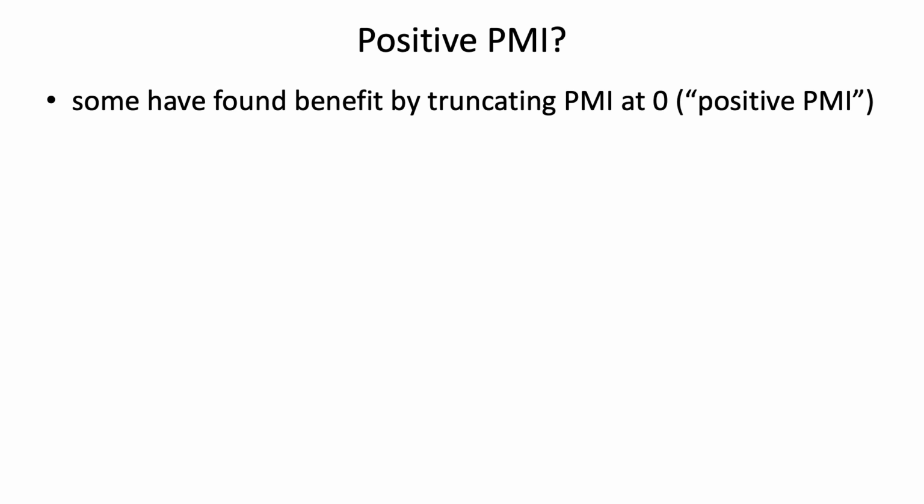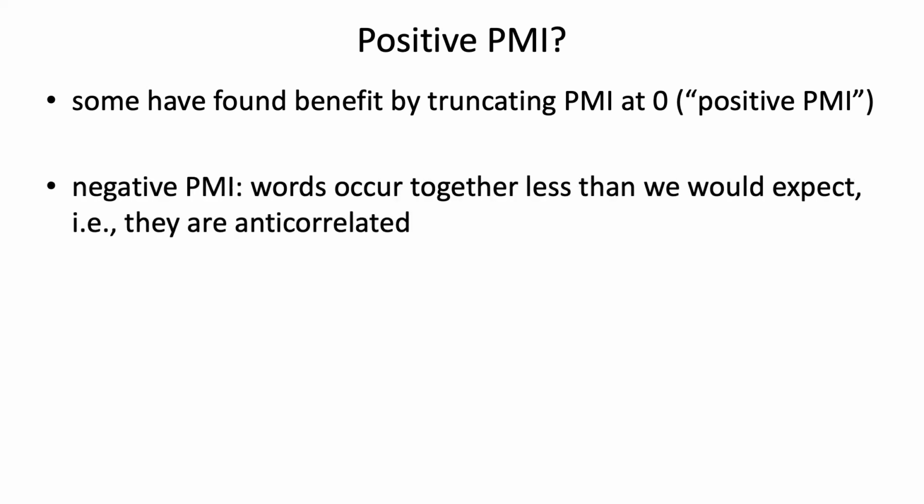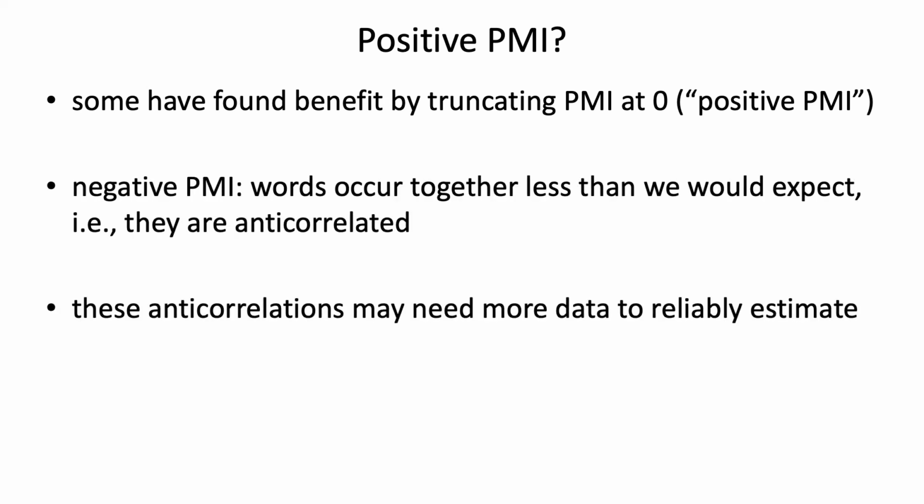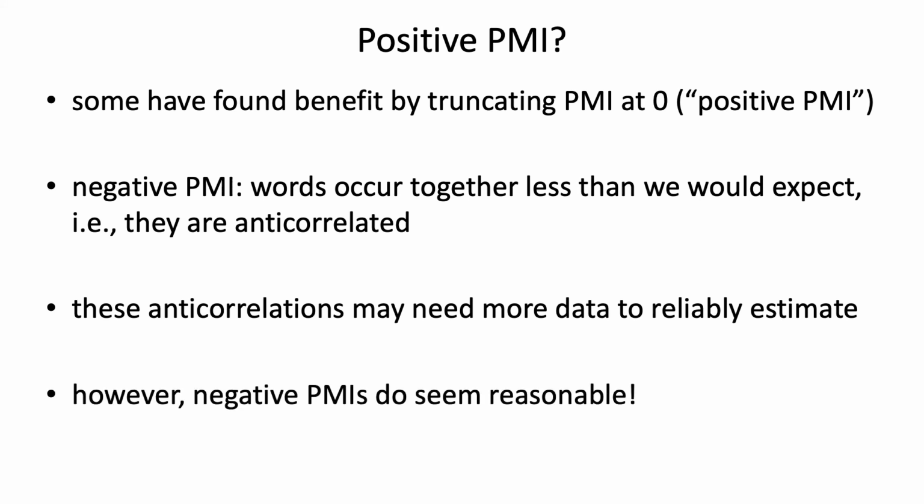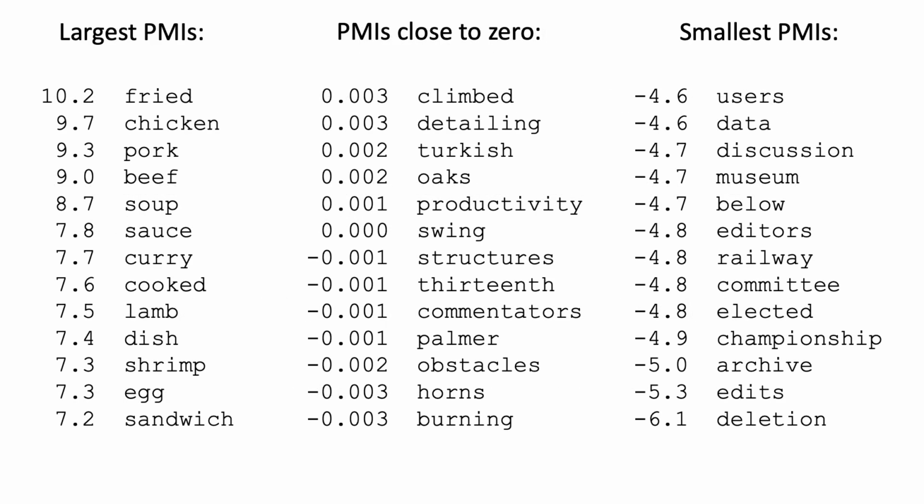Some work has found benefit from truncating PMIs at 0, calling this positive PMI, arguing that it's difficult to estimate anti-correlations or difficult to interpret. However, if we look at these negative PMIs, some of them do seem to be interpretable. Here are words with highest PMI with chicken, as well as those with PMIs close to 0 and those with the smallest PMI. The words with negative PMIs reflect different types of Wikipedia articles or articles about different topics, like the words museum and championship. So we may be able to model anti-correlations with negative PMIs, and I think the decision to truncate PMI at 0 should be an empirical decision we can tune just like anything else.